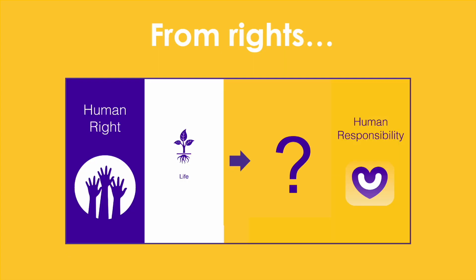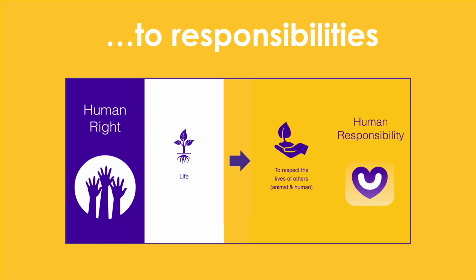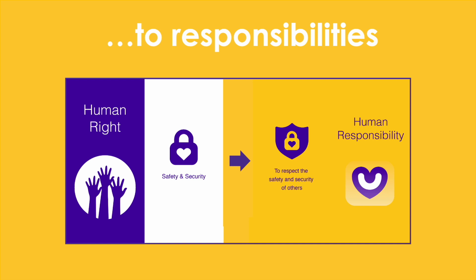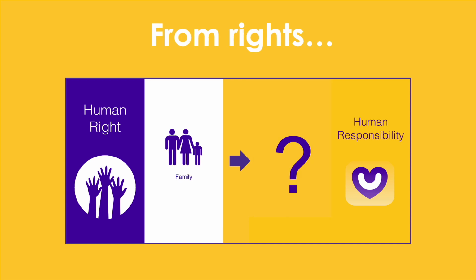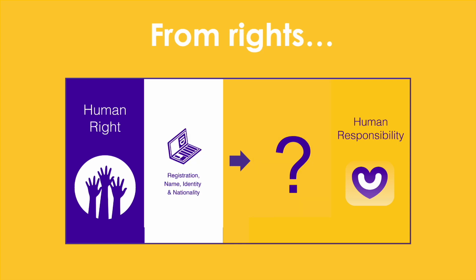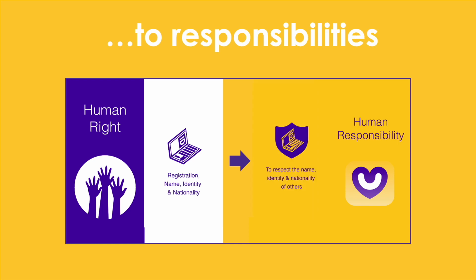If you have a human right to life, your human responsibility is to respect the lives of others, both animal and human. If you have a human right to safety and security, your human responsibility is to respect the safety and security of others. If you have a human right to family, your human responsibility is to support and contribute to your family. If you have a human right to registration, a name, identity, and nationality, your human responsibility is to respect the name, identity, and nationality of others.